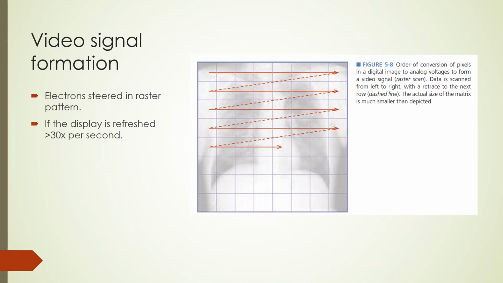In a cathode ray tube monitor, an image is formed on the screen by quickly steering the electron beam in a raster pattern across the screen. This is the case for both monochrome displays and tricolor displays. If the display is refreshed at between 60 to 80 frames per second, the perception of a fixed image is created.